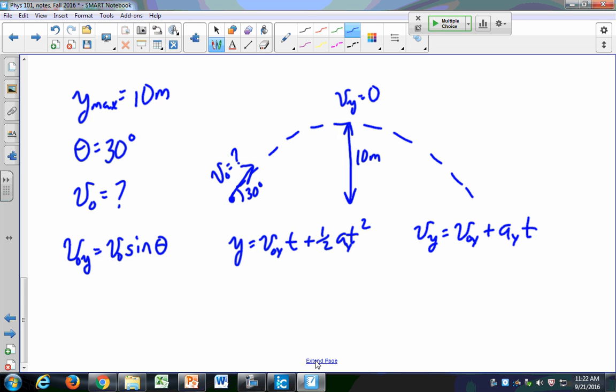Now I want to write down and just see what I know and what I don't know, and then we can develop a mathematical approach for this. So I'm going to underline in red what we don't know. I don't know V naught y. I don't know t. I know Vy, I don't know V naught y, and I don't know t.